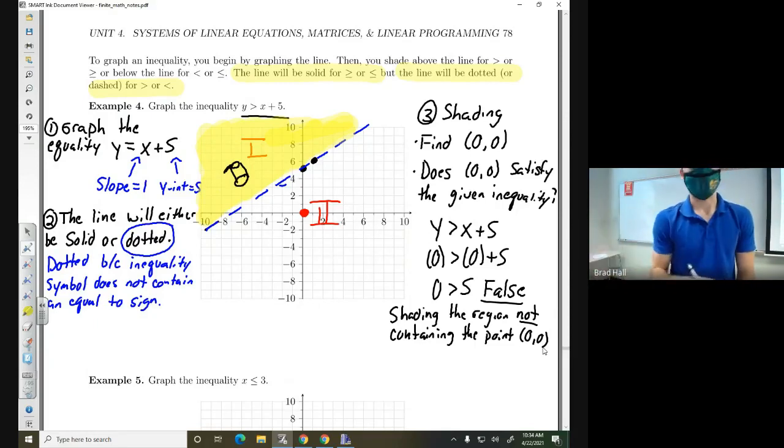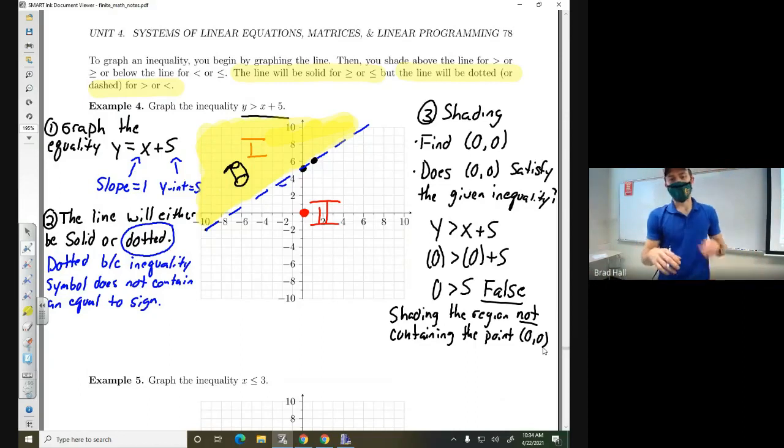The paint bucket tool, I'm terrible at drawing, but it looks more like a deformed bird than anything. But yeah, that's kind of the idea. There's a paint bucket tool, and as long as you click anywhere on the correct side of the line, it will shade that entire region for you, and it will look very similar to what I have here.